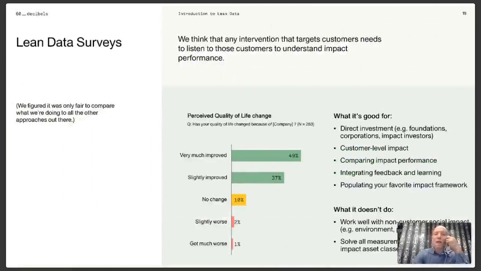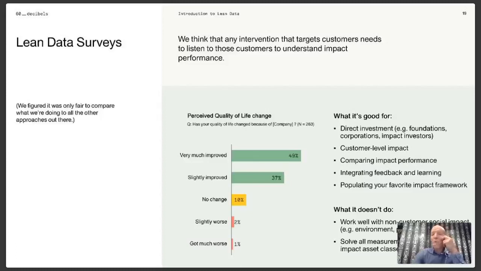And then to give you a sense of the assessment, just like I did for the other 4 approaches, of what we think we do well and what we don't do well. This on the left is an output for a client of ours. You can see a perception of changes in quality of life from very much improved to got worse.